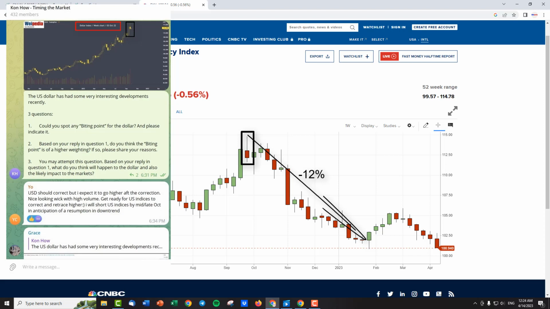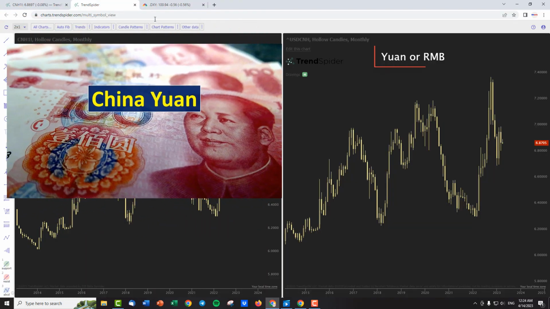But today we're going to study the difference. I'm going to take the opportunity to give you an understanding of the difference between the offshore yuan and the yuan. Now, this is the yuan, and the yuan is also known as RMB. It is the official currency of China. It is used both onshore in mainland China and offshore in the international market.